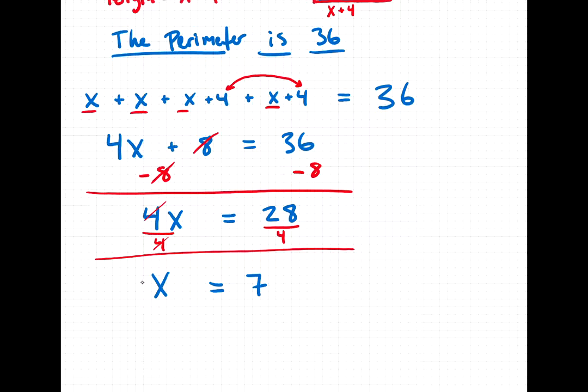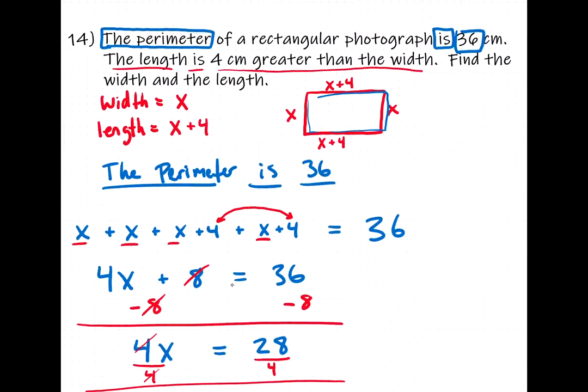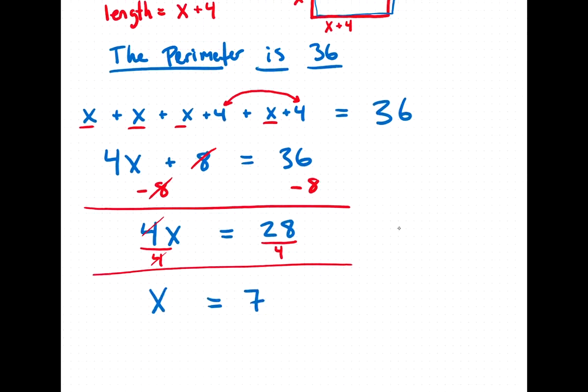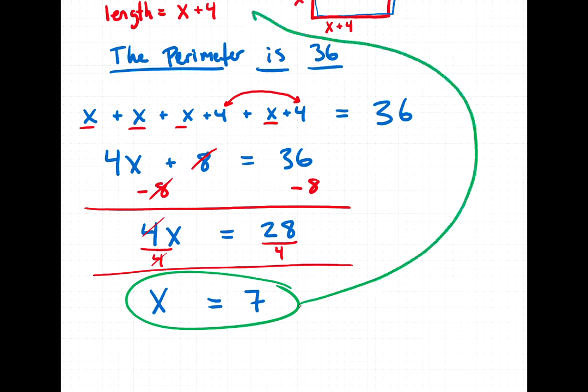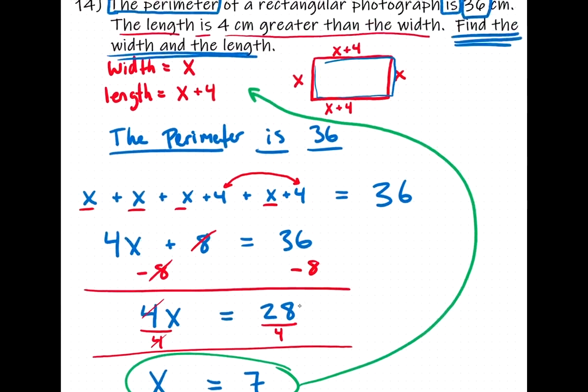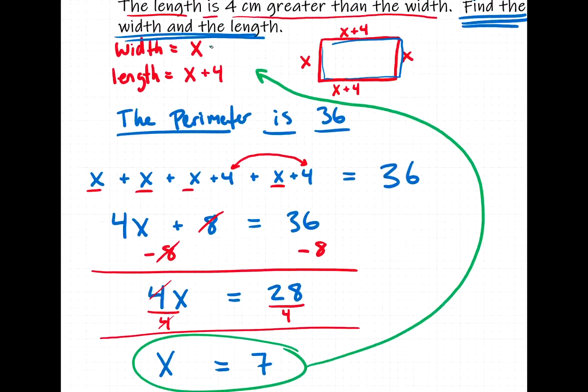Now remember, solving for x is not necessarily the final answer to the problem. If we go back up to the problem, find the width and the length. That's the question we're looking for. And we know that x is equal to 7. Okay, we've got that. And what we want to do is swap out the x with the number 7. So we know x is 7, so the width is equal to 7. And the length is 4 more than that, so 4 more than 7 would be 11.